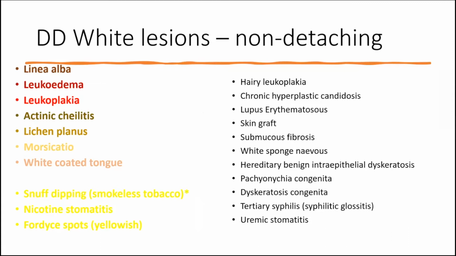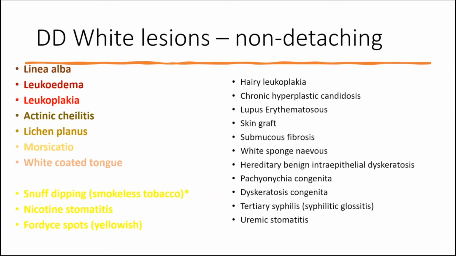So, white lesions that are non-detaching, as you can see, there are many more of those on this slide. So linea alba, which is the frictional keratosis, leukoplakia, actinic cheilitis, lichen planus, morsicatio. It can be non-detaching as well, just to confuse us a bit more. White-coated tongue can be non-detaching as well.